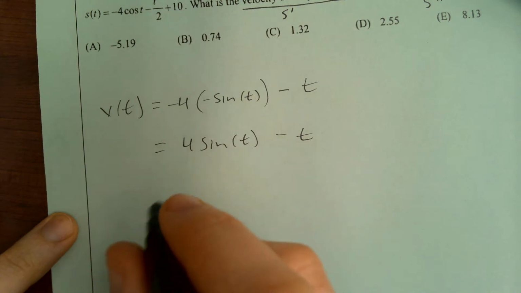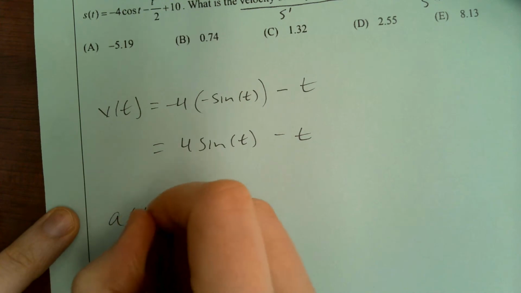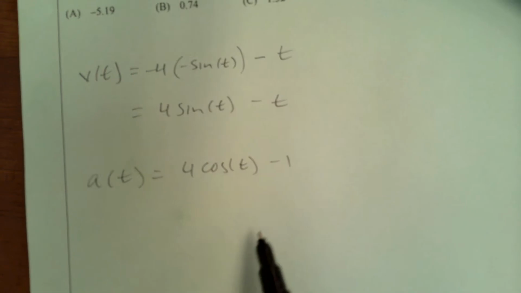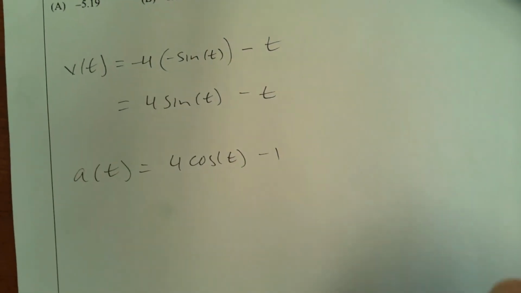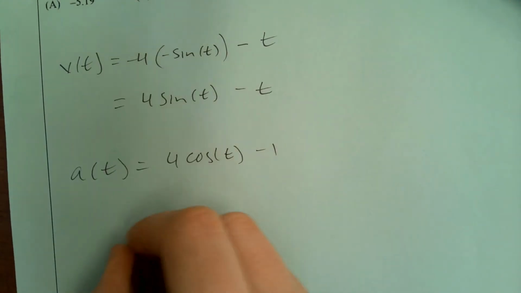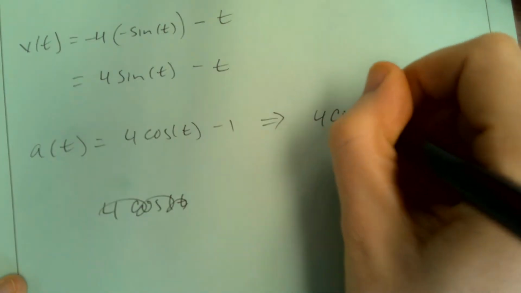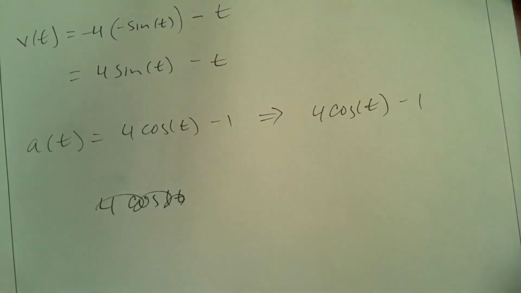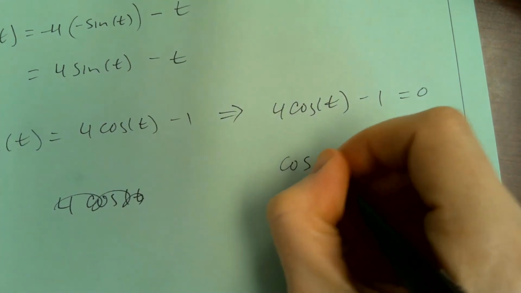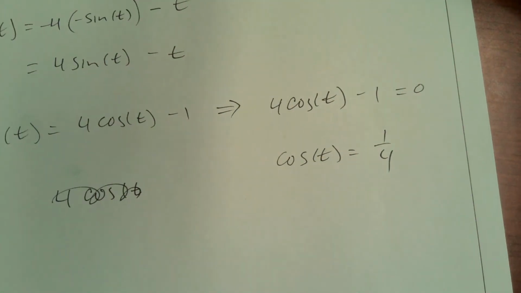So this is going to be the acceleration: 4 cosine of t minus 1. We've got to figure out where this is 0. So you want to know when 4 cosine of t minus 1 is 0. You'd get cosine of t equals a fourth, and then you've got to do inverse cosine.